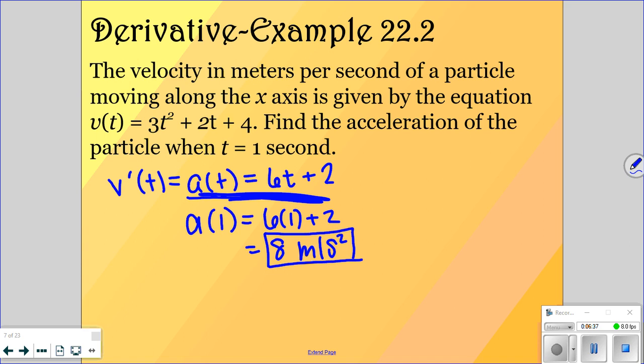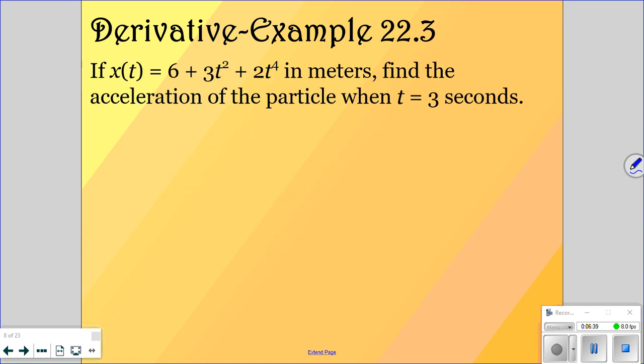Okay, we're going to look at another example. They give us x of t equals 6 plus 3t squared plus 2t to the fourth. Find the acceleration. So if you think you can do this one by yourself, y'all go ahead, and then we'll go over it. So they give us a position. So the derivative of position is velocity. So what is our velocity equation?